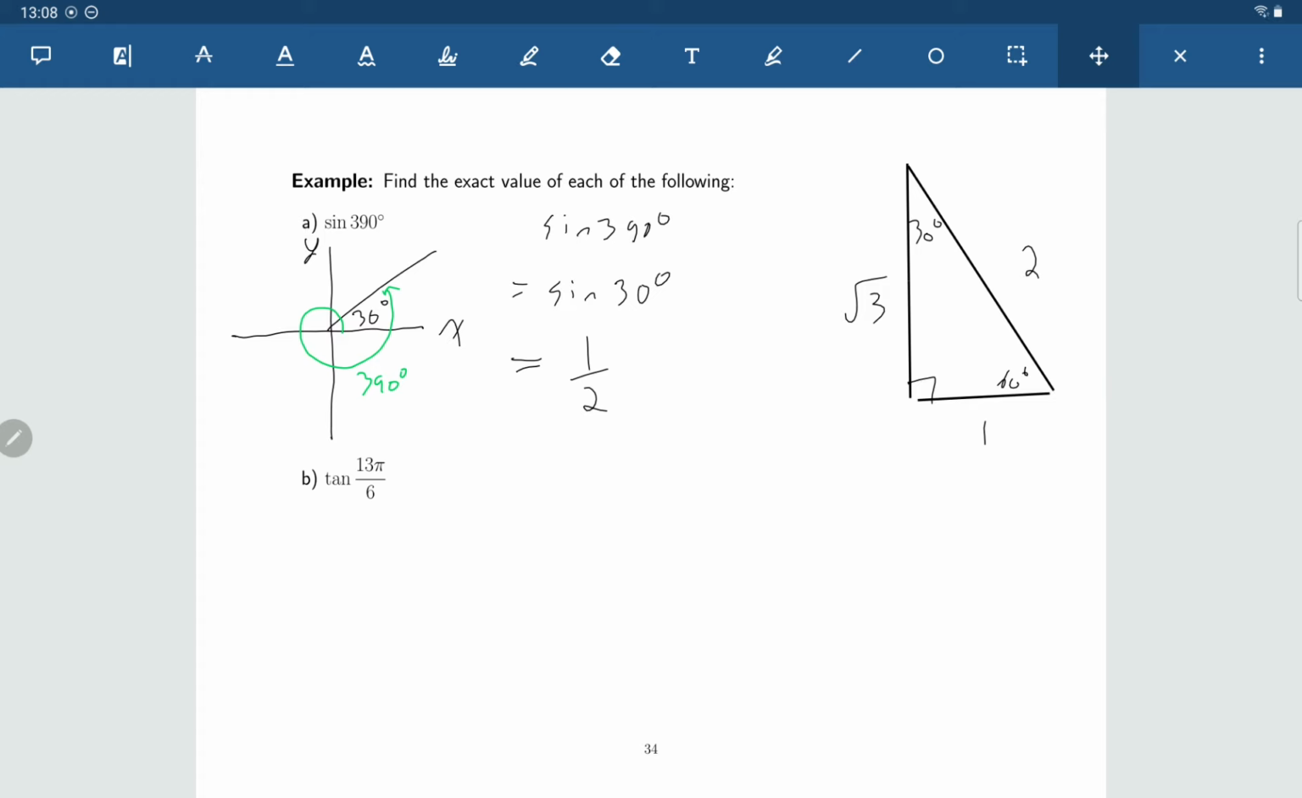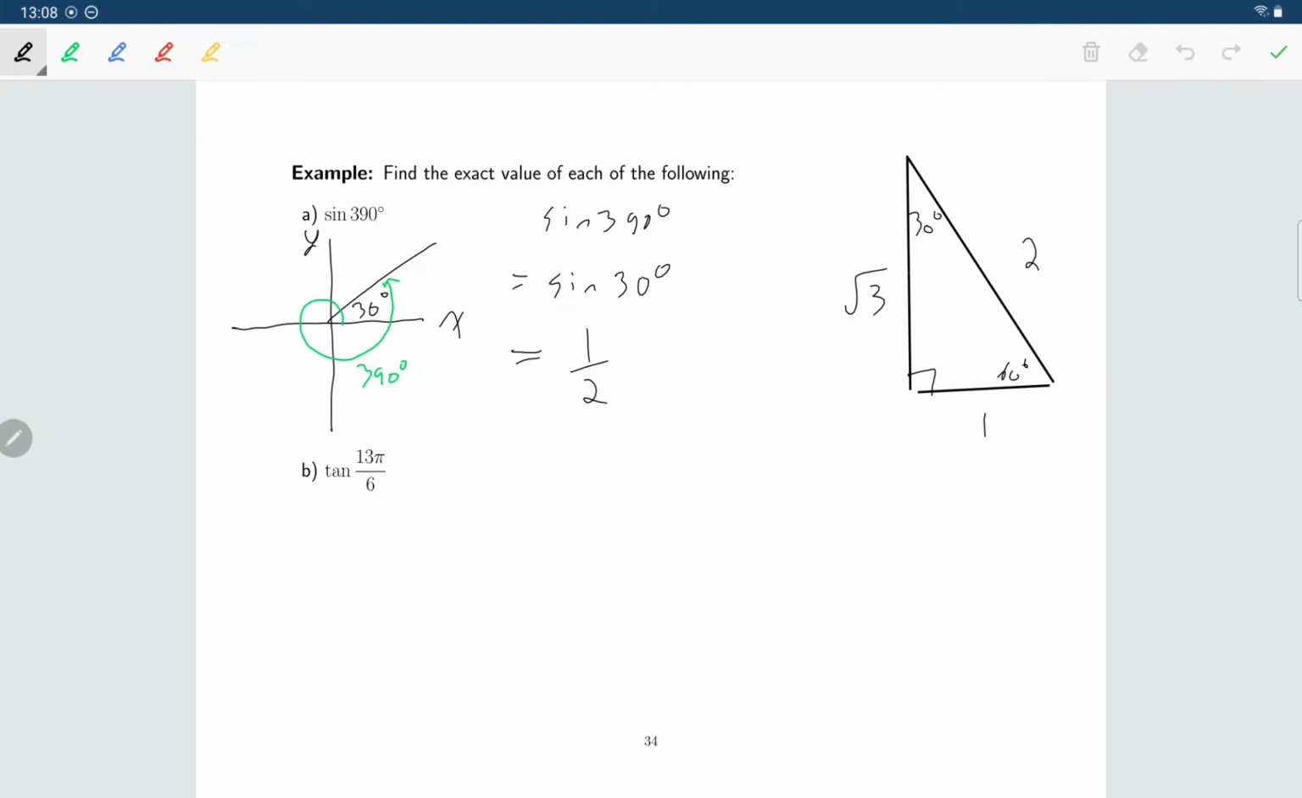For 13 pi over 6, this is again something where you might have to do a little bit of a calculation on the side. If we multiply 13 pi over 6 by 180 over pi and simplify it, you'd find that indeed this is equal to 390 degrees. So we're really still talking about the same angle that we were in part A, 390 degrees.